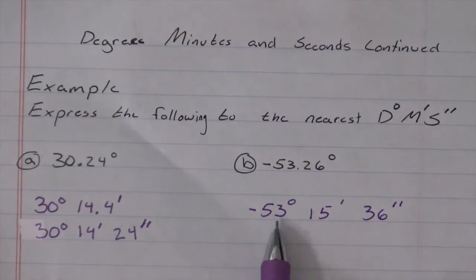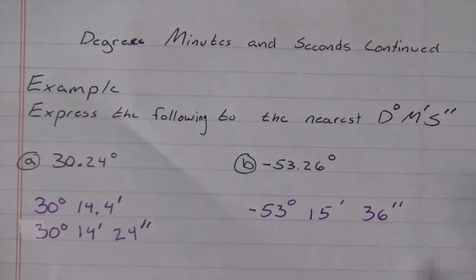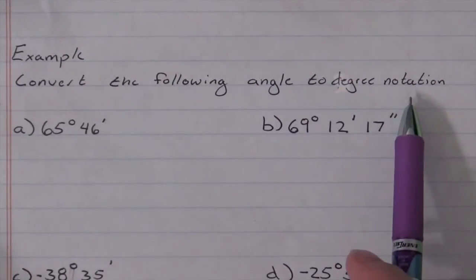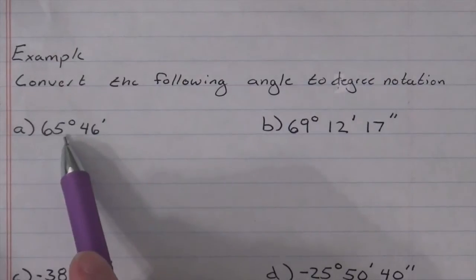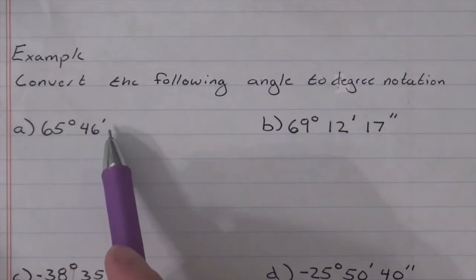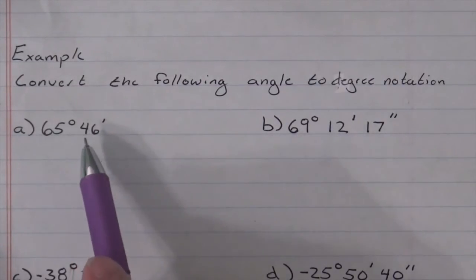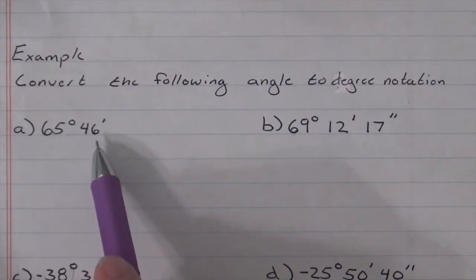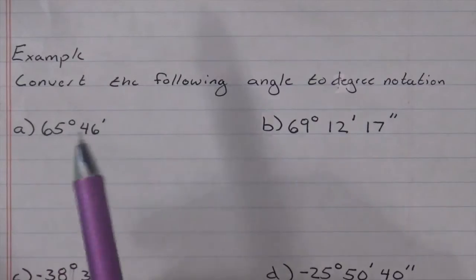What you should have got was 53 degrees, 15 minutes, and 36 seconds. So in this it says convert the following angle to degree notation. And what we have is 65 degrees and 46 minutes. Alright, that's what we have right now. So what we're trying to do is to go from this all the way back to just degrees.